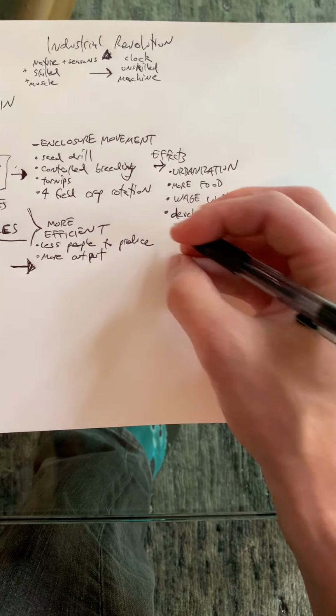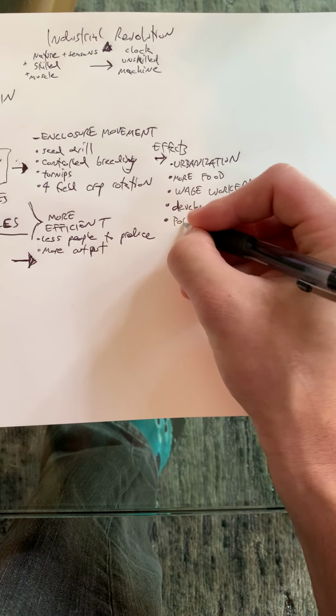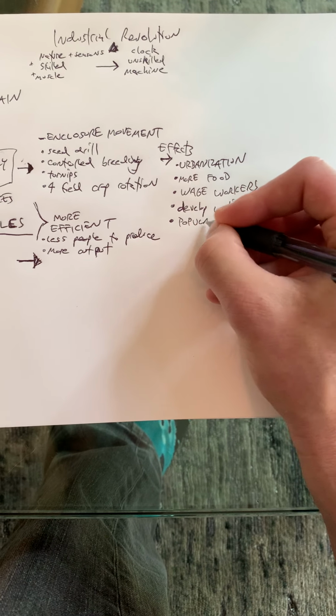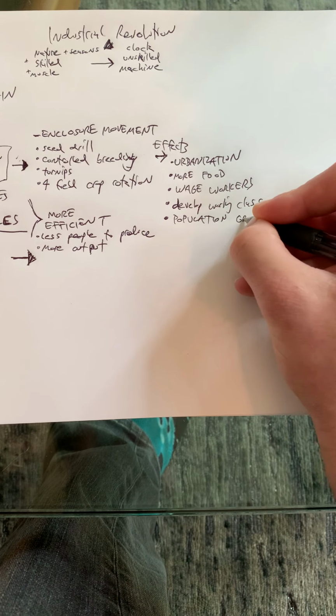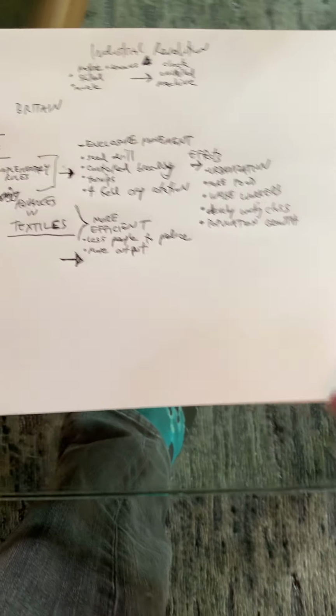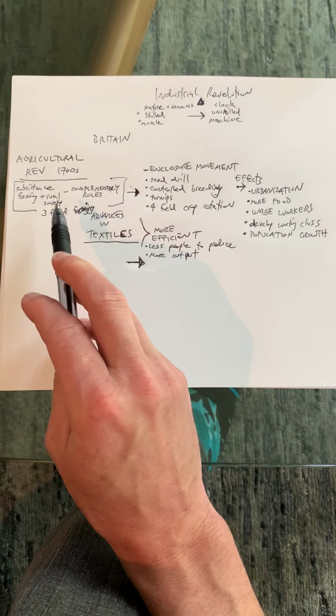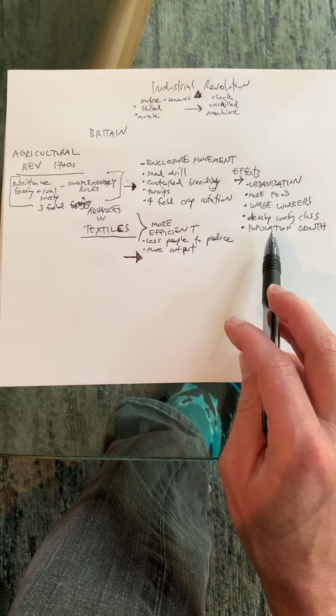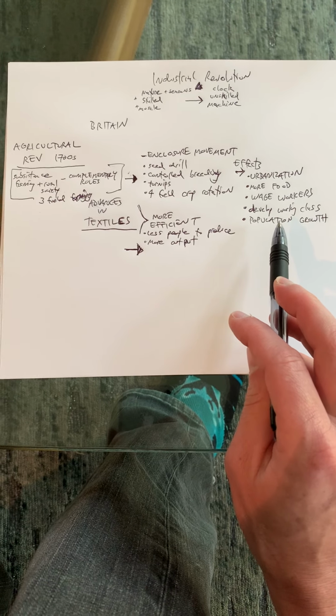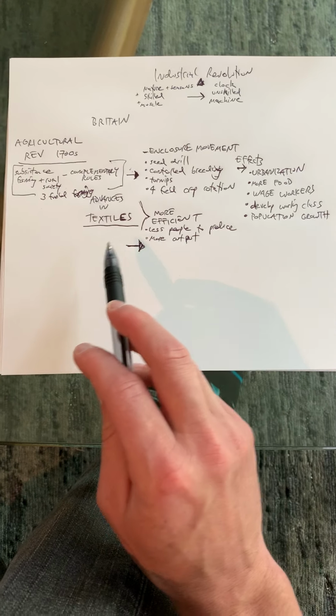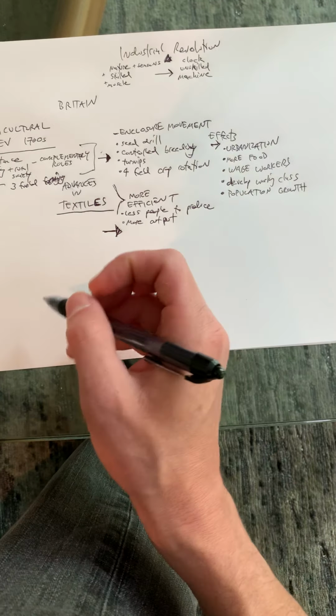And because there's more food, you also have population growth. All right. And so this is happening in Britain. There's this agricultural revolution leading to these effects. Remember, we were looking at economic and social effects of these. And then with the textile industry, again, this is how clothes are made.